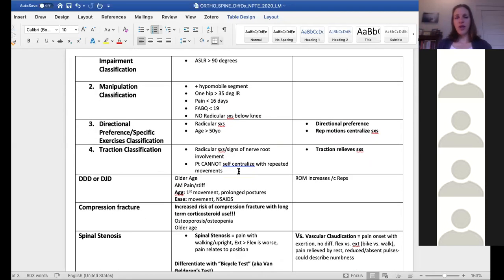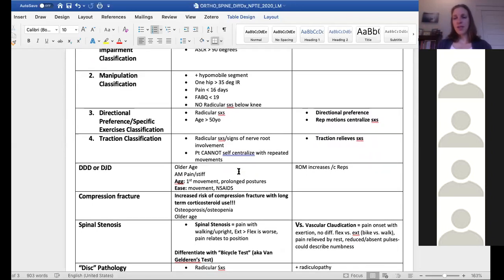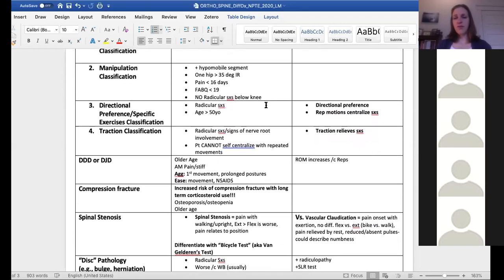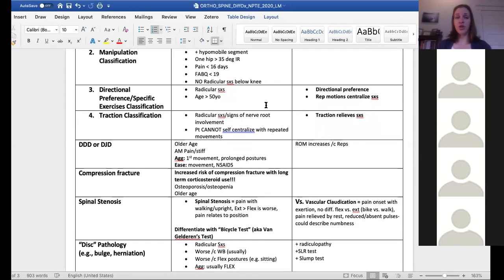Within our manipulation classification, these are going to be the individuals who are hypomobile. They're going to be hypomobile at a specific lumbar segment. And usually, again, it's going to be an acute onset, not going to have radicular symptoms. It's just going to be that hypomobility of the facet joint. So this would be an individual who's appropriate for manipulation. If they don't meet all of the criteria, you might trial mobilization with them, or if they have some yellow flags for manipulation, they're not appropriate for that, mobilization could be a good treatment.